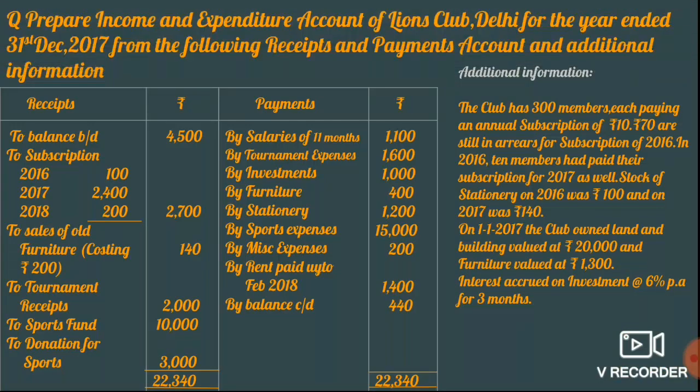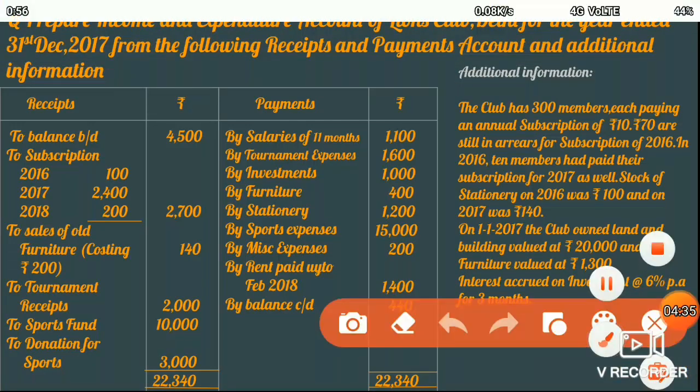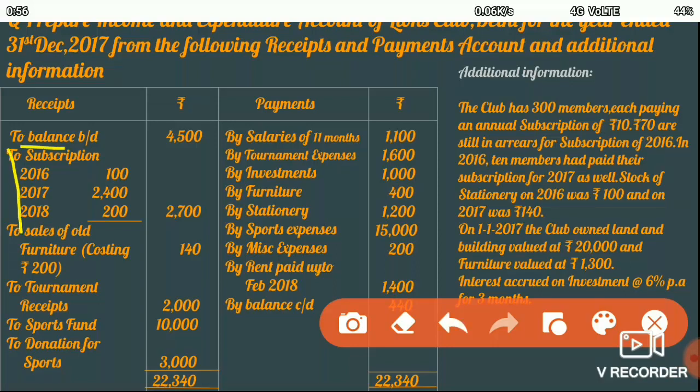So let me start with the income side. To start the income side, let me take the items from the receipts and payments account. So let me start with subscription. Now to show you subscription, let me take the items separately.